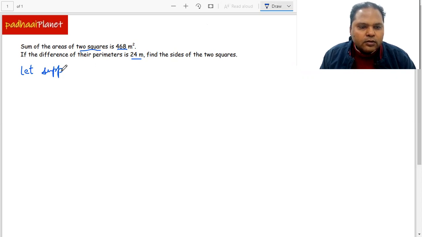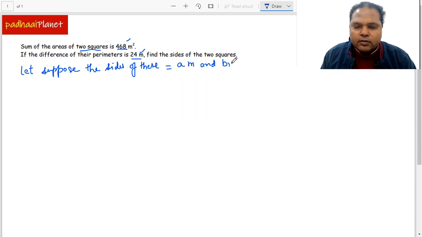the sides of these squares are a meters, because all these units are in meters, so let's assume in meters, and b meters, right? We can also suppose that these two sides are such that a is greater than b, right?